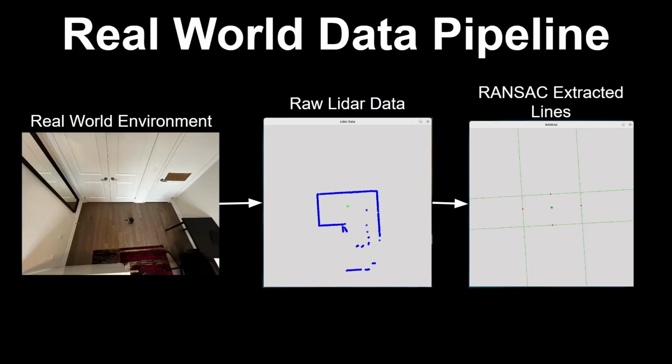Here's a real-world example of the data pipeline. The car takes a scan of the room that you see on the left, the LiDAR sees the points that you see in the middle, then RANSAC extracts the walls as illustrated by the green lines on the right.